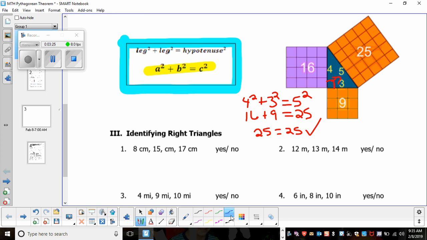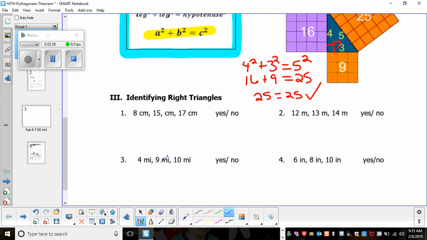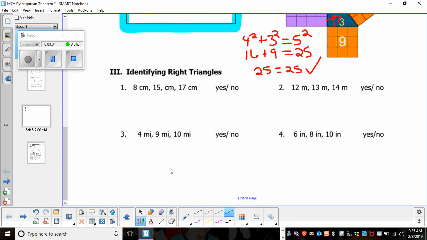A squared plus b squared equals c squared. So in this first section, 1 through 4, we are trying to decide if these 3 sides make up a right triangle. So we're going to take the 2 shorter sides, we're going to square them, and we're going to add them up to see if they equal the longest side, the hypotenuse squared. So I'm going to write my Pythagorean theorem again right here. A squared plus b squared equals c squared.